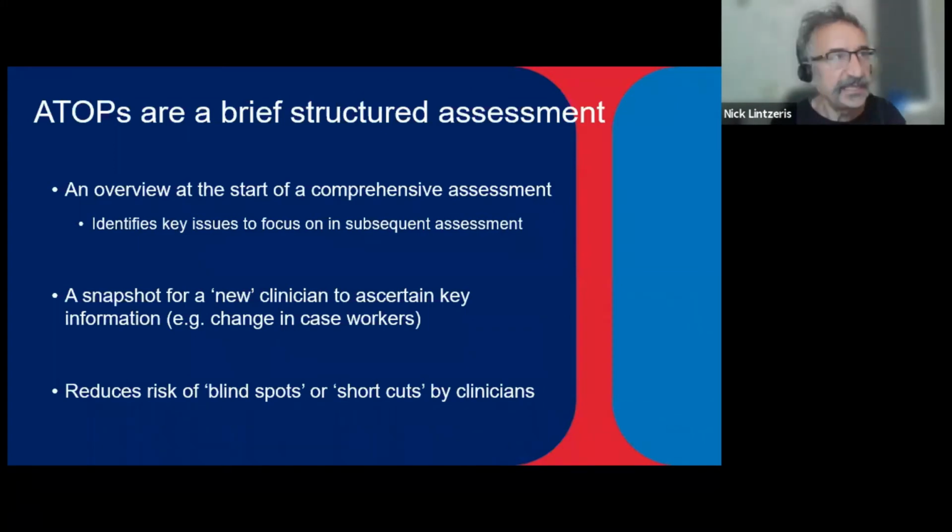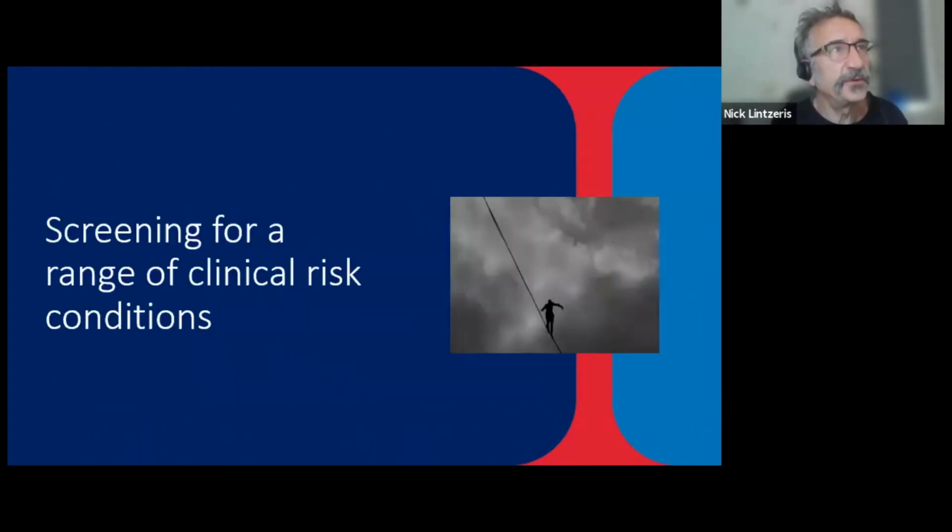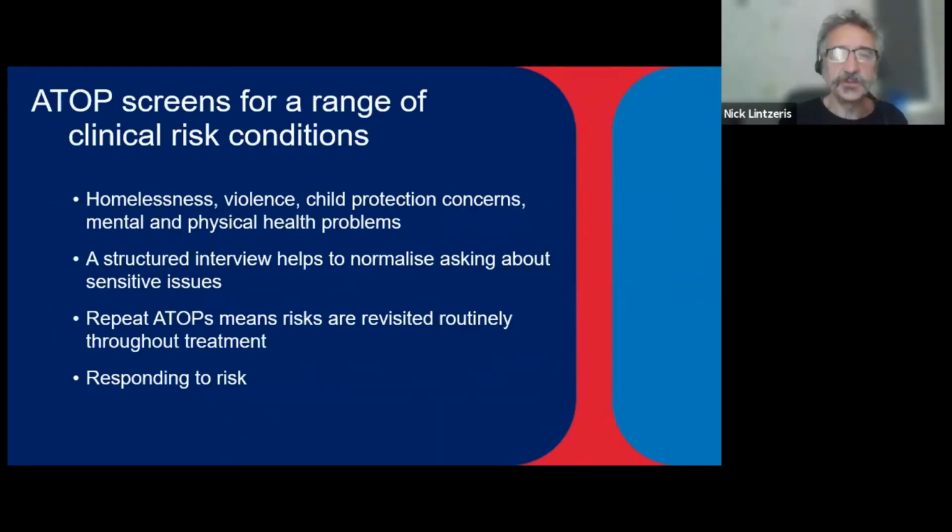So that's how we can use the ATOP for a brief structured assessment. Now, the other thing is that the ATOP has lots of questions that are really pertinent around important risk factors: homelessness, violence, child protection concerns, and any mental and physical health concerns. So again, the ATOP has questions around those. And if a client identifies any of those, then that means don't just ask, but do something, follow up, because the client's identified a risk, and that generally means you're going to have to do a little bit more assessment as to what's going on here.